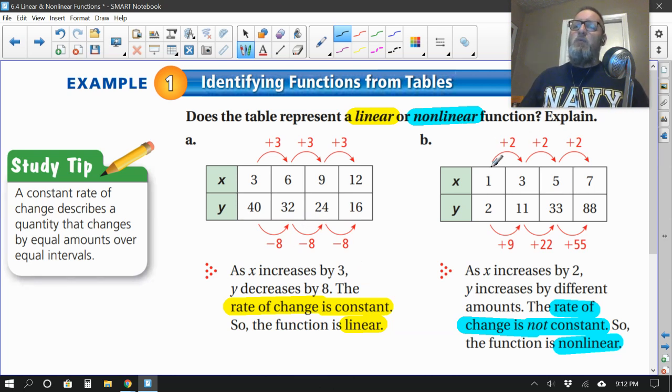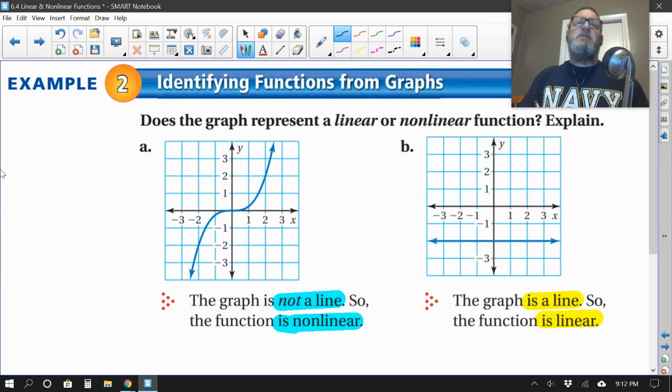Over here, well, our X's look good. They're increasing by 2, but now from 2 to 11, that's an increase of 9. From 11 to 33, that's an increase of 22. From 33 to 88, that's an increase of 55. So nope. See, as X increases by 2, the Y was increasing by different amounts. So the rate of change is not constant. So the function is nonlinear. Okay, hopefully that makes sense.